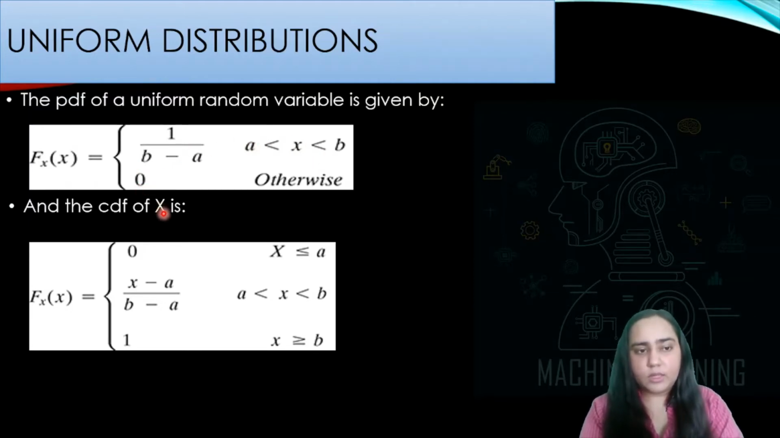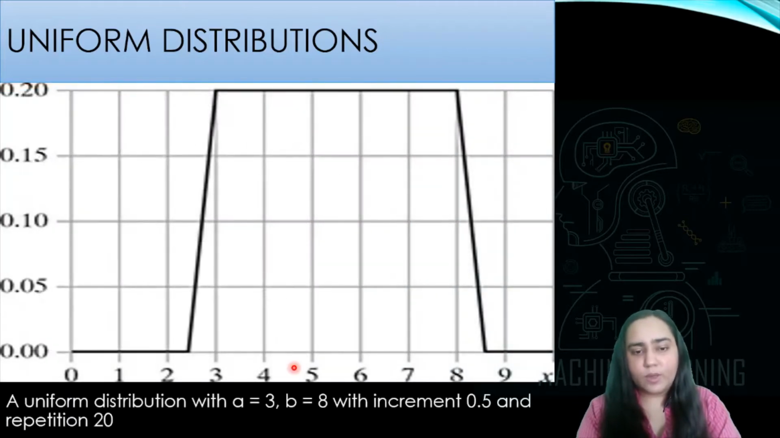And the cumulative distribution function of x is F(x) equal to 0 if x is less than or equal to a, (x minus a) upon (b minus a) if x lies between a and b, and 1 if x is greater than or equal to b. So this is an example of a uniform distribution. Mainly this type of distribution occurs when there is some constant value at which the distribution is held.